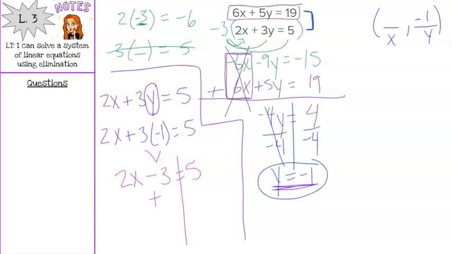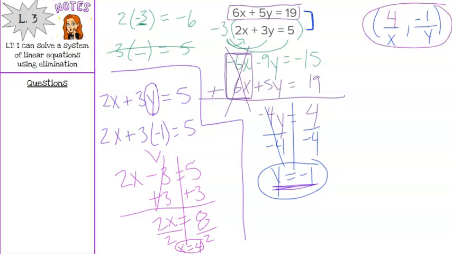Then we can undo that minus 3 with a plus 3 on both sides. We get 2x equals 8. Last, we'll divide by 2 on both sides, and we get x equals 4. So x is 4, y is negative 1. That's where our two lines would meet when they're graphed.